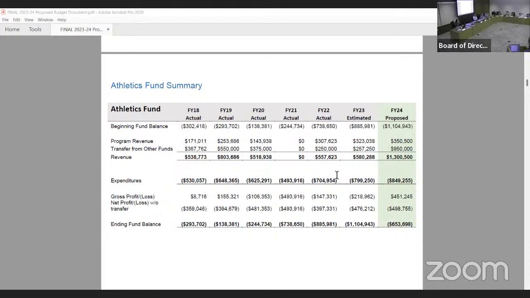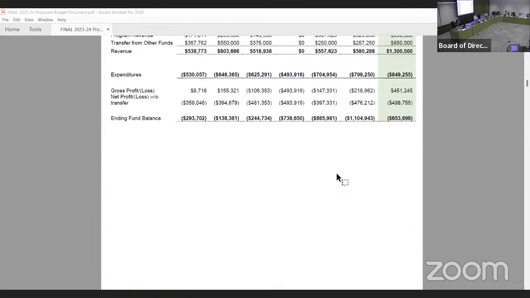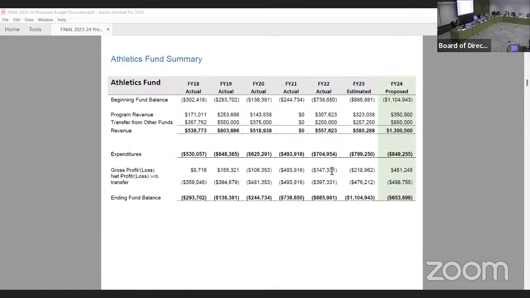Yeah, it helps. Thank you. Okay, moving forward here. Sorry, one more question. So just to make it really clear, that transfer from other funds is a recurring subsidy from the general fund to athletic programs at the district.